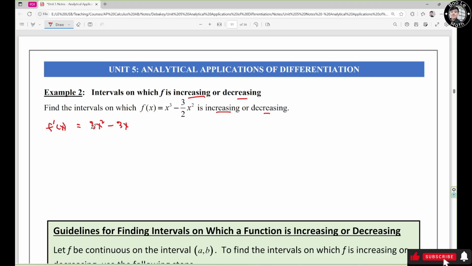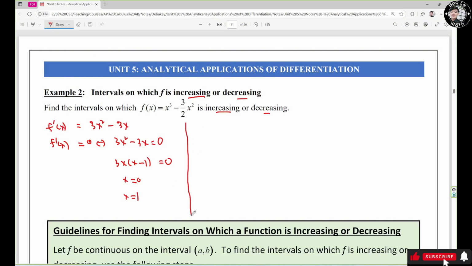And then you let the first derivative equal 0. So you have f prime of s equals 0. It's the same thing as 3s squared minus 3s equals 0. I'm gonna factor 3s out, so it becomes 3s times s minus 1 equals 0. This is the zero product property, so s equals 0 and s equals 1.